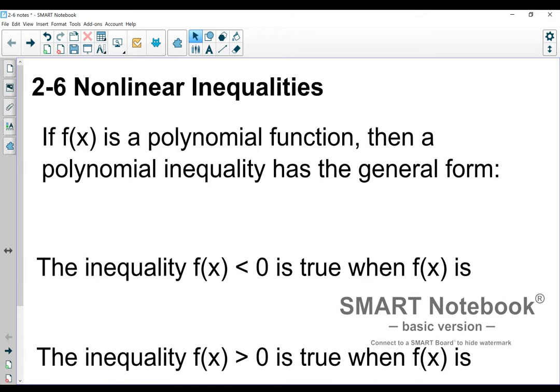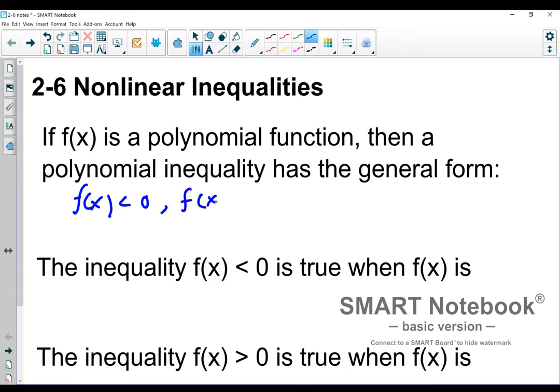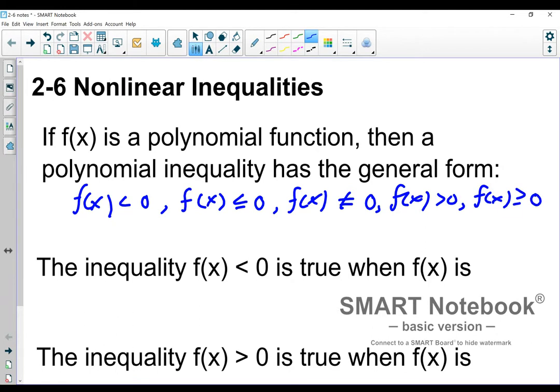2.6 Nonlinear Inequalities. If f of x is a polynomial function, then a polynomial inequality has the following form. Either f of x could be less than 0, f of x could be less than or equal to 0, f of x could just not be equal to 0, f of x could be greater than 0, or f of x greater than or equal to 0. If you think about it, it's like all those different ways that they aren't equal, but it's showing some kind of relationship. So we've got greater than, less than, any of those things.